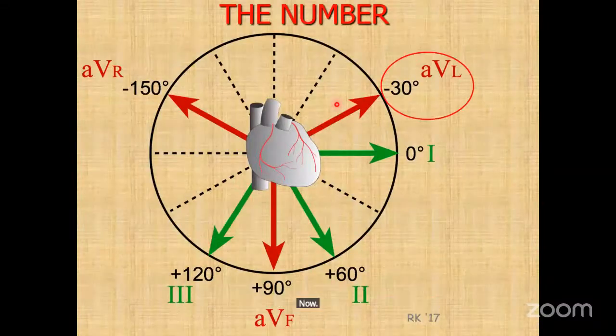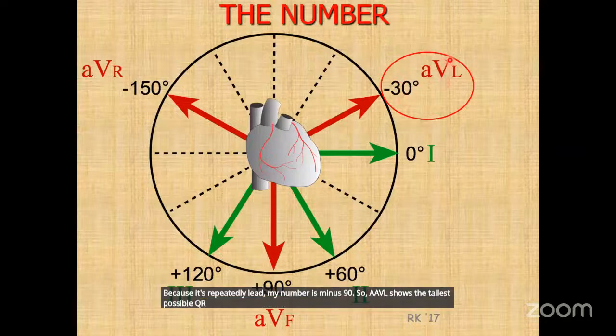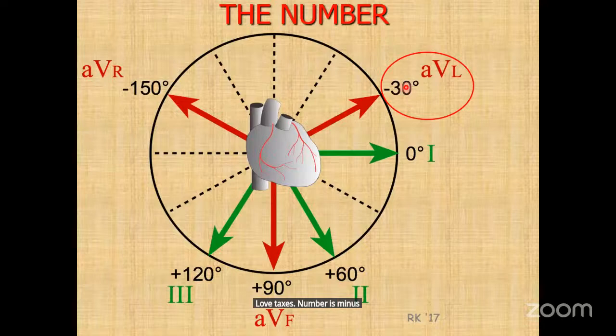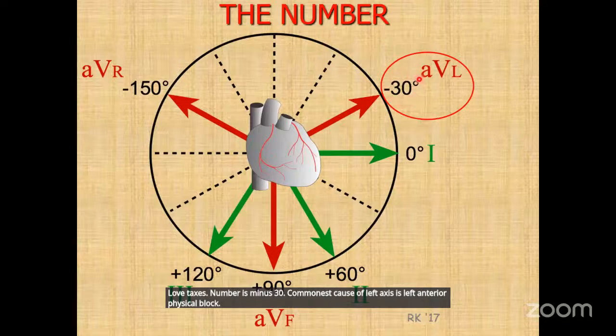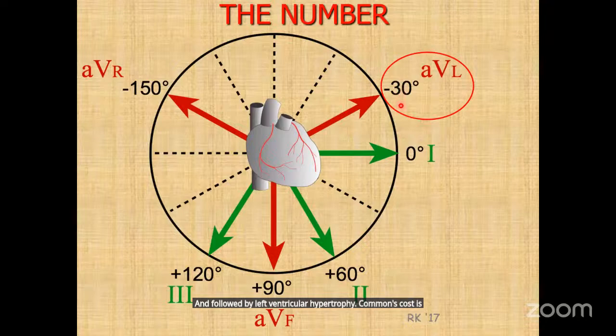Now we go to the opposite, superior lead. The superior lead is AVL. Because it's superior lead, my number is minus 90. So AVL shows the tallest positive QRS complex is abnormal axis. What axis? Left axis. Number is minus 30. Commonest cause of left axis is left anterior fascicular block, and followed by left ventricular hypertrophy. Commonest cause is left anterior fascicular block, followed by left ventricular hypertrophy.